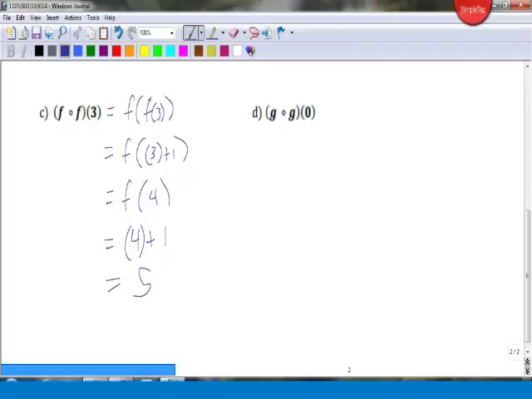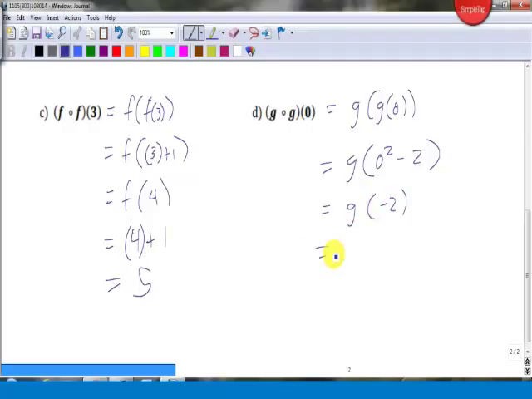G composed with G of 0. This is G of 0. So G is still squaring and subtracting 2, squaring and subtracting 2. So it takes the 0, squares it, subtracts 2, and gets negative 2. Then it takes the negative 2 and squares that and subtracts 2. And it gets, what, positive 2?